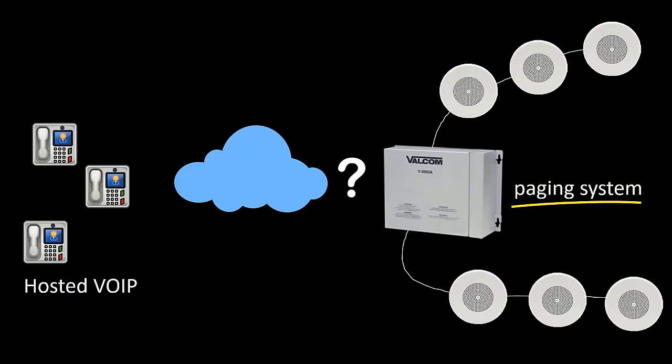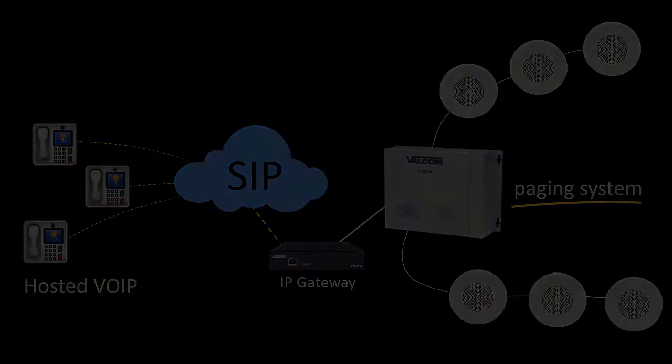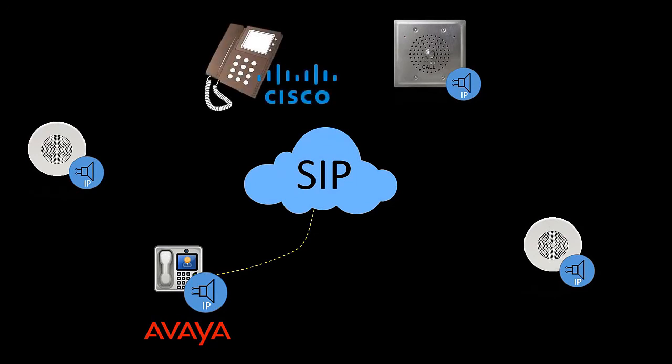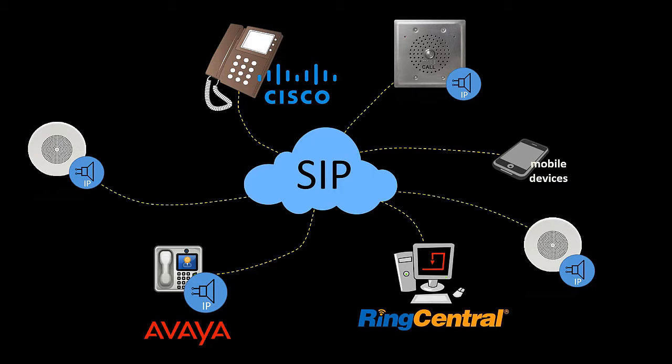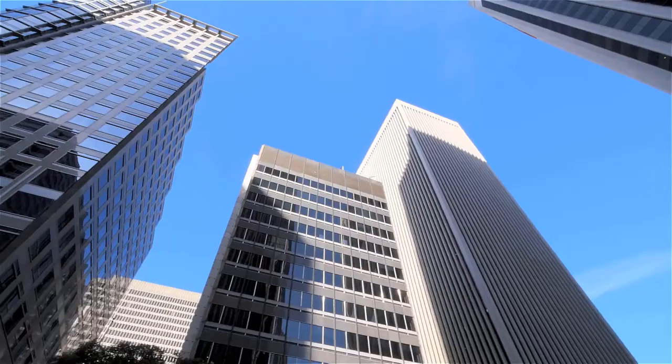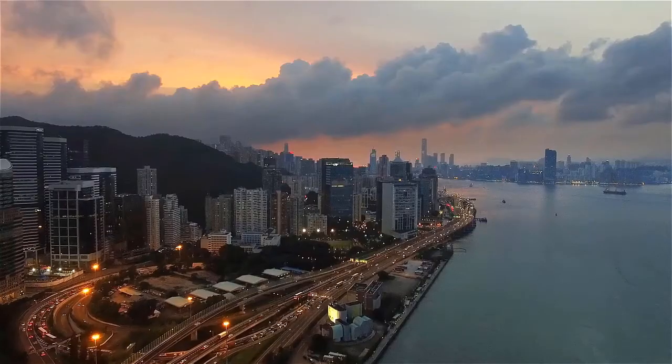With no physical connection, the overhead paging system becomes inoperable until we can provide a way for it to communicate with the VoIP phone system. That's where SIP comes in. By integrating a Valcom IP gateway, the VoIP phone system can use SIP to communicate with the paging system. On a larger scale, SIP enables many devices from different manufacturers to all function together. It is an indispensable tool for allowing IP devices to communicate between buildings, across campuses, or around the globe.